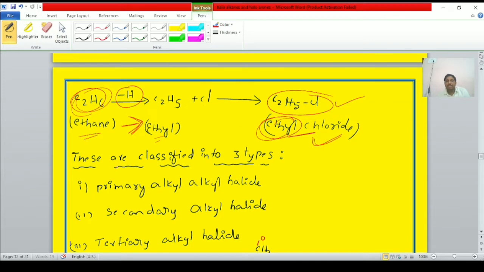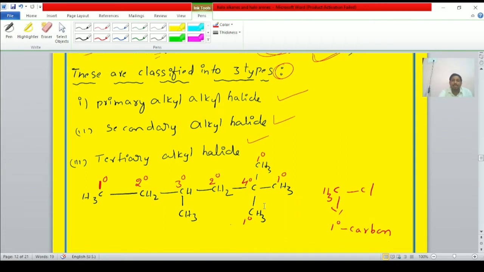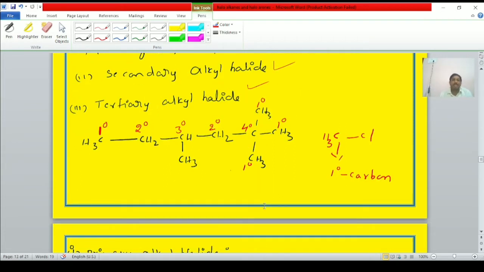Okay, students. These alkyl halides are again classified into three types: primary alkyl halide, secondary alkyl halide and tertiary alkyl halide. Here, students, we are discussing a new word: primary, secondary and tertiary. Now we are discussing what is primary, what is secondary and what is tertiary, students. Here I will give a simple example.